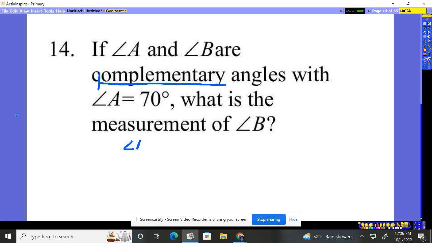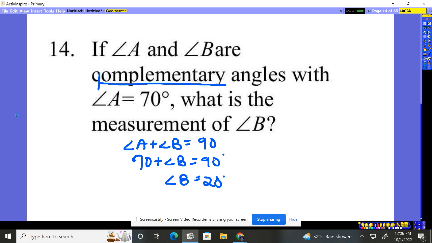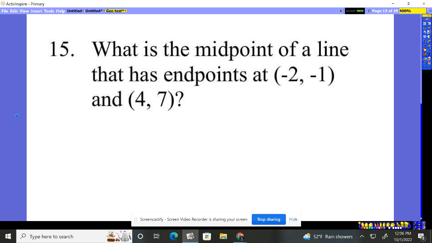So either way, angle A plus angle B we know is 90. It then tells me, hey, this A is 70, so what is B? We should easily see, subtract 70 from both sides, but we should see in our head, hey, it's got to be 20 because 70 and 20 add up to 90.